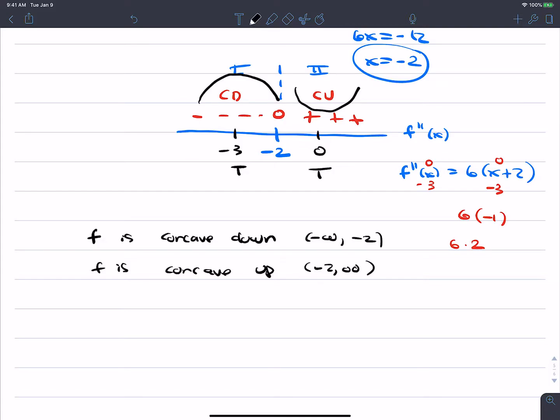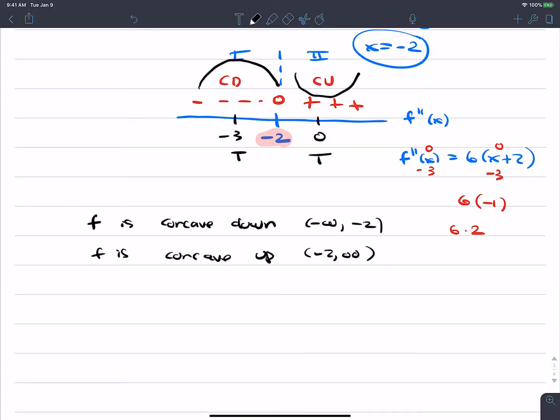What's interesting at this point here, -2? Anybody want to tell me? What does that mean? You have an inflection point, right? So f has an inflection point at, what's the location? x equals -2.